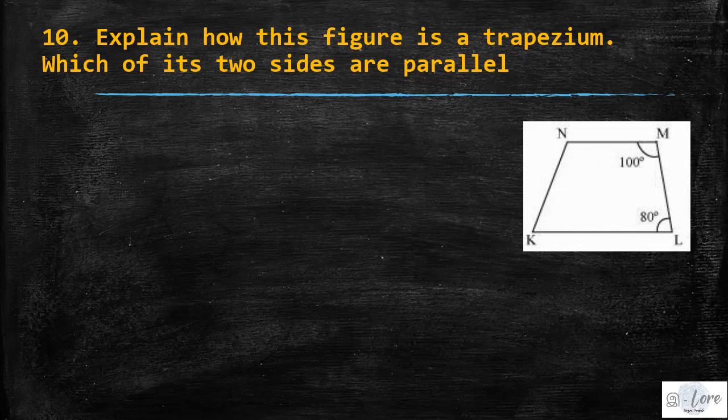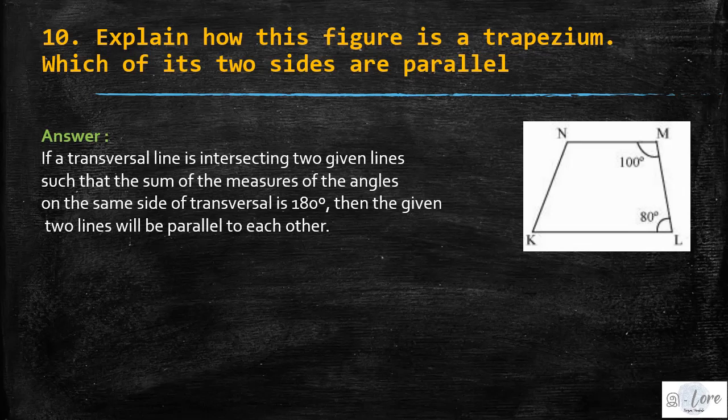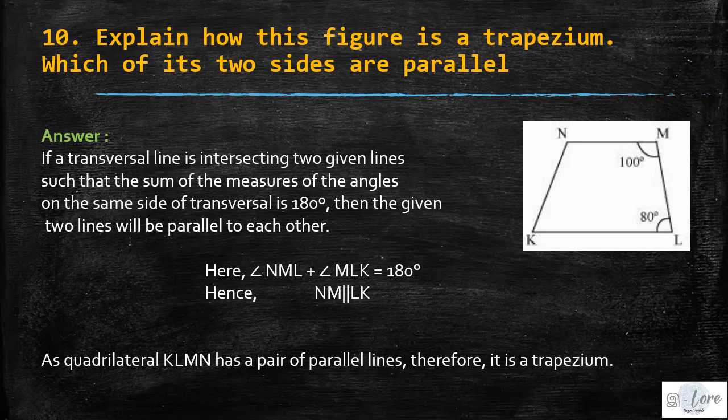Check out the properties. One pair of sides should be parallel because the corresponding angles should be equal. If a transversal line is intersecting two given lines such that the sum of the measures of the angles on the same side of the transversal is 180 degrees, then the given lines are parallel to each other. That is the parallel lines and transversal explanation. Here angle NML plus angle MLK is 180 degrees. So the sum of the two adjacent angles is 180 degrees. We could say NM is parallel to LK. If two sides are parallel, then we could say that quadrilateral KLMN is called a trapezium.